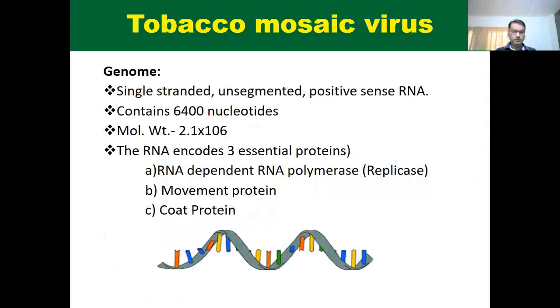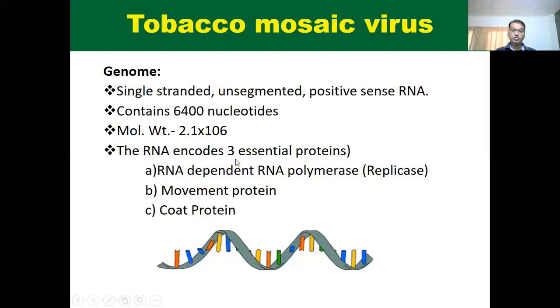As far as the genome, its nucleic acid, it has a single stranded unsegmented positive sense RNA. So active RNA you can say here. Positive sense and negative sense we will see later. It contains about 6400 nucleotides. So the genome, that means the RNA of TMV, contains about 6400 nucleotides and has a molecular weight of about 2.1 into 10 raised to 6 Dalton. This is not 106 but 10 raised to 6.